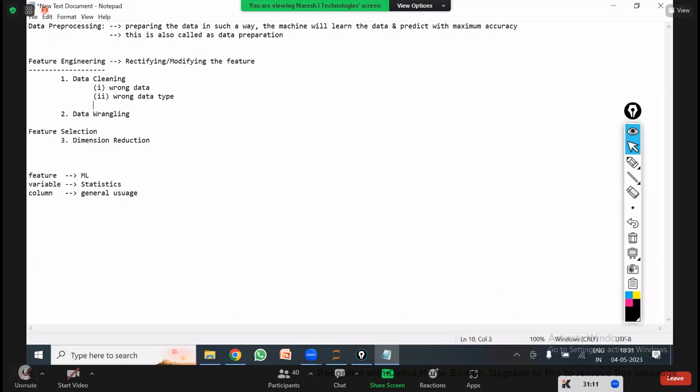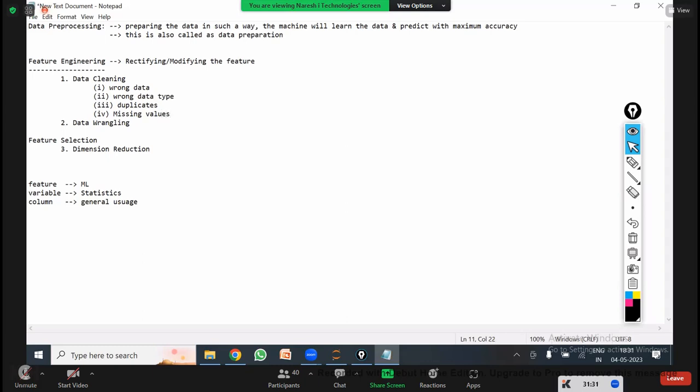Next, we have duplicates. What do we have to do for duplicates? We have to remove the duplicates. The solution for this one is to remove the duplicates. Next, the fourth one is called missing values. What do we have to do for the missing values? Either we have to remove or we have to replace. While replacing, we have to replace statistically with either mean, median or mode. And the fifth one is outliers. You have to treat the outliers.